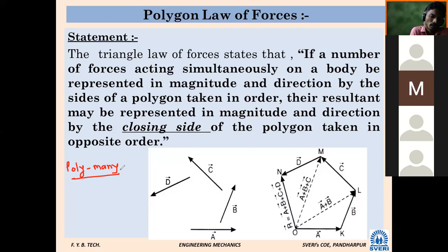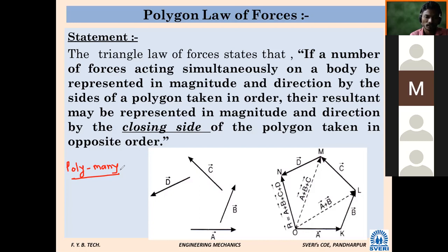So R is shown as A plus B plus C. You can take forces A, B, C, D, E, F, G, whatever, many. If a number of forces are acting simultaneously, then their resultant is shown by the closing side. Only we have to consider its direction, clockwise or anti-clockwise. Instead of a triangle, here there will be a polygon. Poly means many. Here a number of forces will be there.